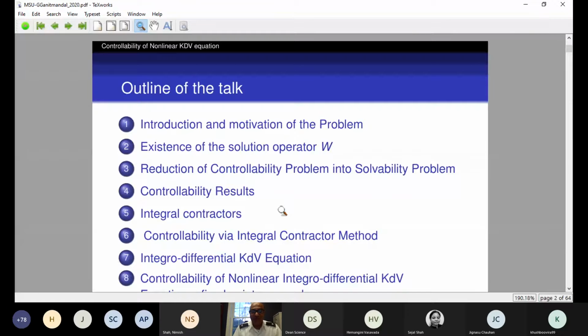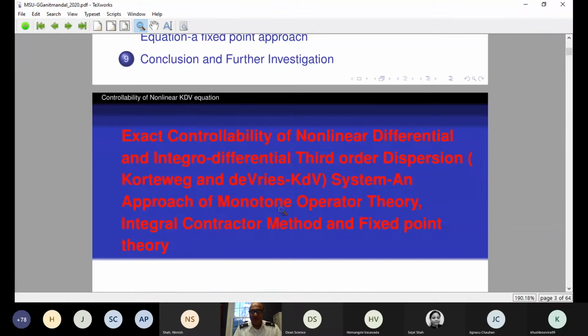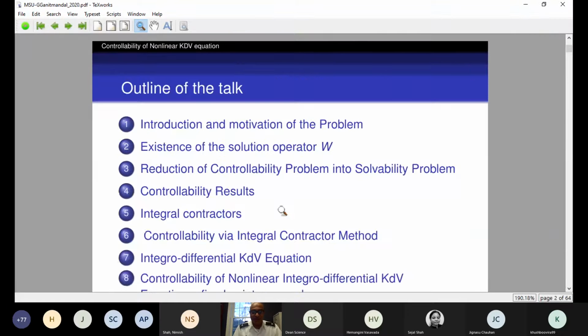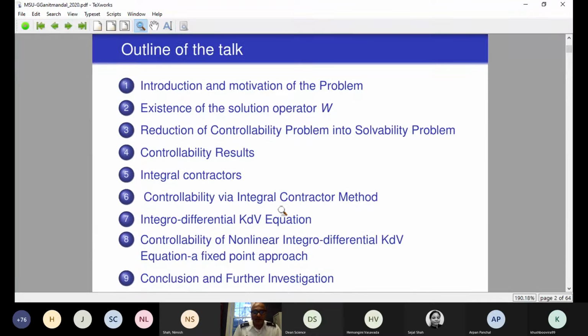I hope time will not permit us to go through the integro-differential system. But if we have some time, I would like to give you a little hint about the integro-differential KdV system and the control based on this one. Finally, I will give you the conclusion and further investigation. If somebody is interested, they can extend this work in different ways.